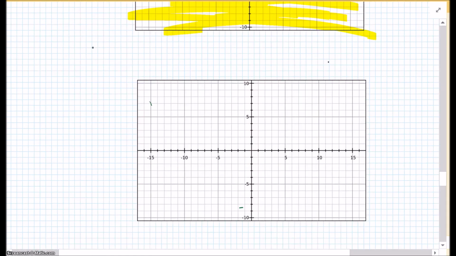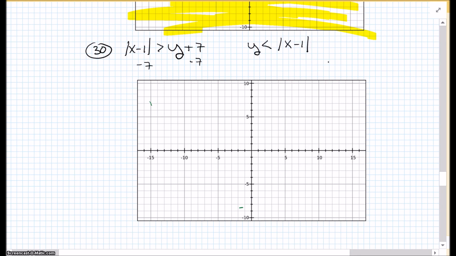All right, going to number 30. The problem says the absolute value of x minus 1 is greater than y plus 7. So let's get y by itself. So let's subtract 7 from each side. So I'm going to have y is less than absolute value of x minus 1, minus 7.